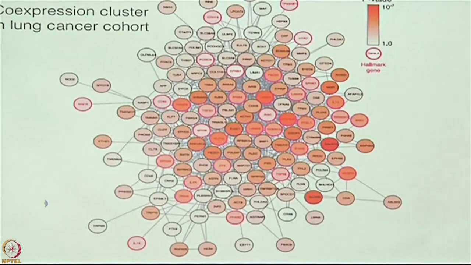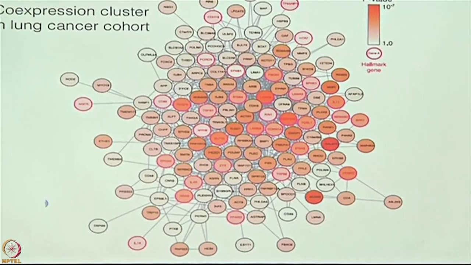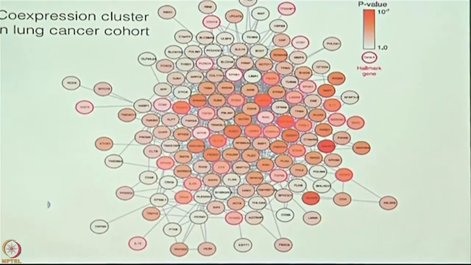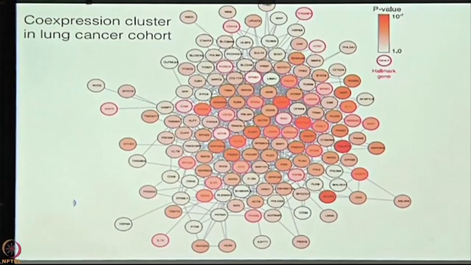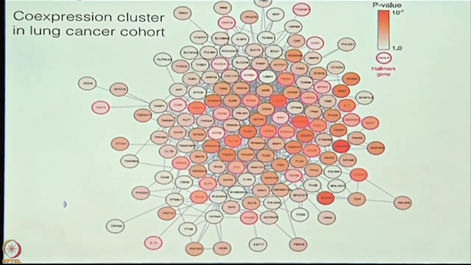Okay. Now, what we did then was, we went into a specific lung cancer example. In that, the statisticians always create something very beautiful, attractive. So, this is one of those examples, but don't get carried away by that. Let's try and understand what it means.